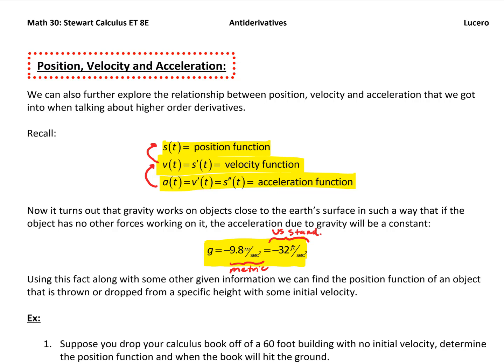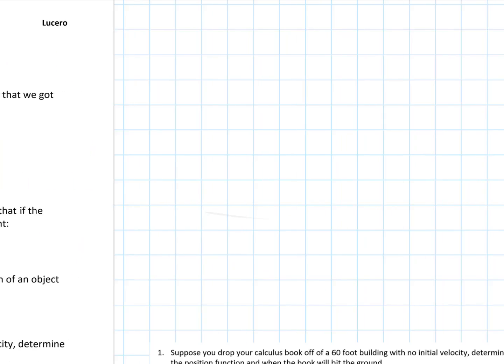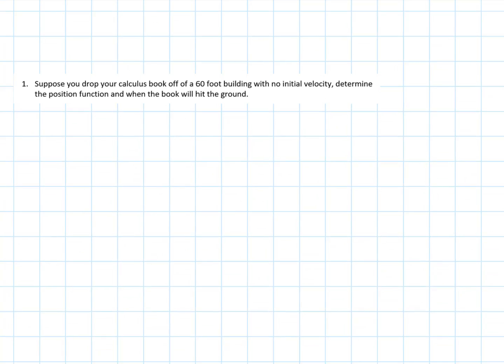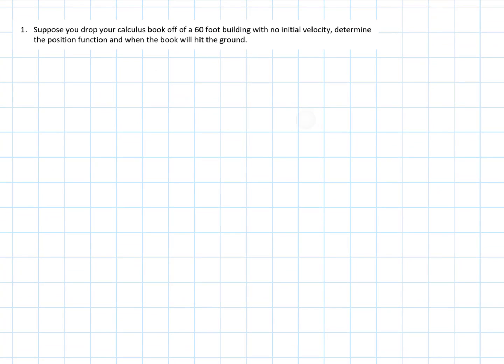Okay, so simply knowing that that's what our acceleration would be, that constant gravitational force, we can use that to find a bunch of other information. We might have a little more information about the scenario, and then we can piece it all together. So I think we'll get through at least one or two examples on position in this video. So let's start with this one.